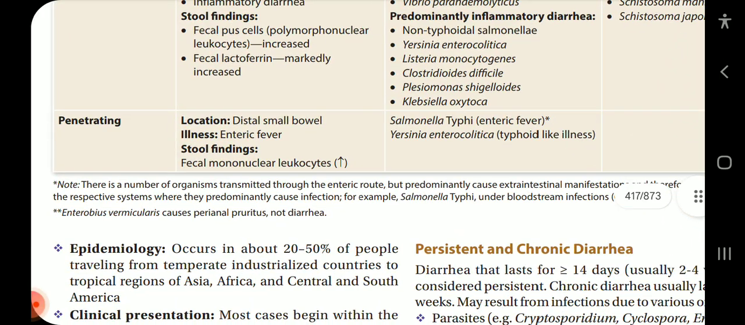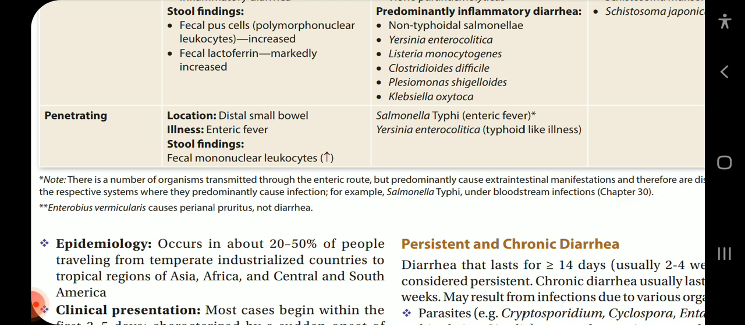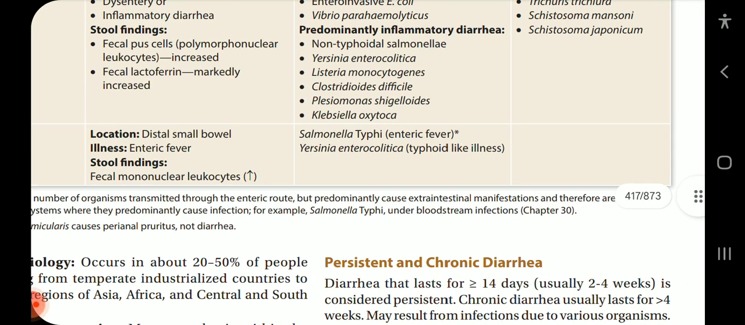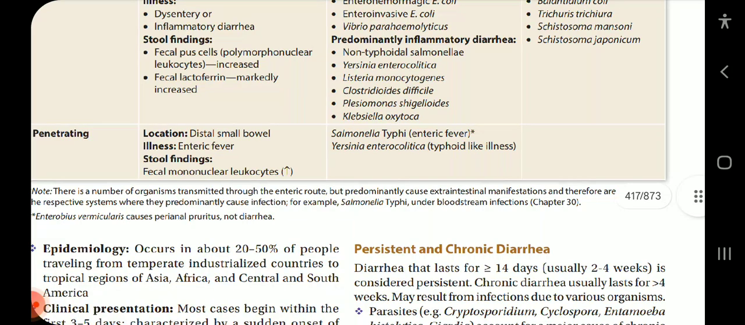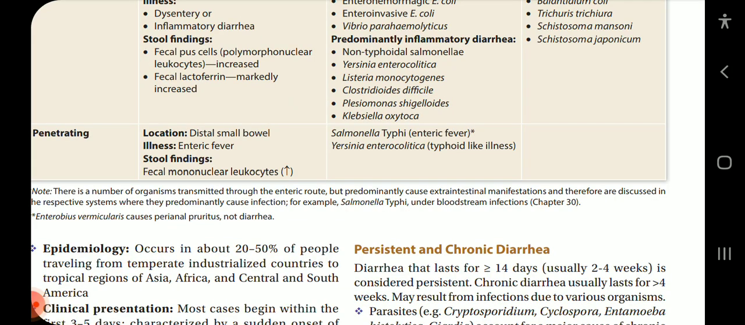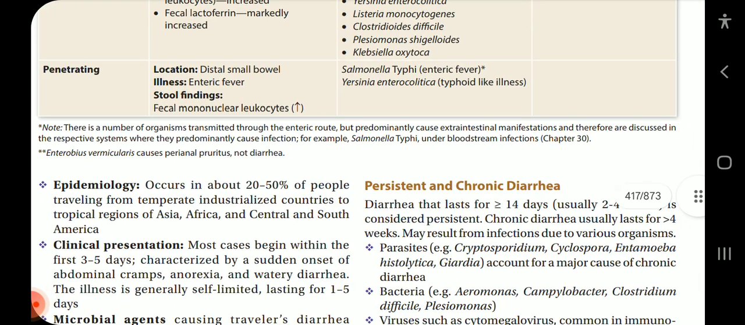Now the penetrating type: location distal small bowel, illness enteric fever, stool findings fecal mononuclear leukocytes. Salmonella typhi causes enteric fever, and Yersinia enterocolitica, typhoid-like illnesses. Note, there are a number of organisms transmitted through the enteric route but predominantly cause extraintestinal manifestations and therefore are discussed in their respective systems where they predominantly cause infection, for example Salmonella typhi and bloodstream infections. And Enterobius vermicularis causes perianal pruritus, not diarrhea.